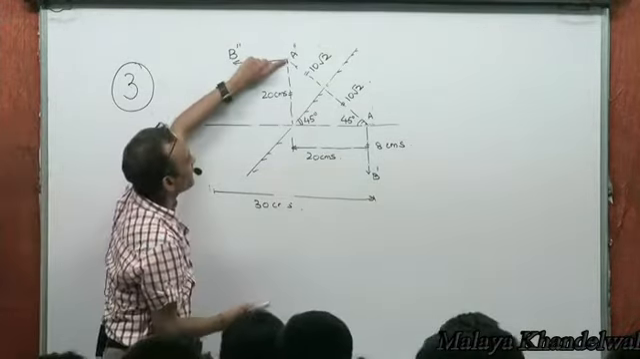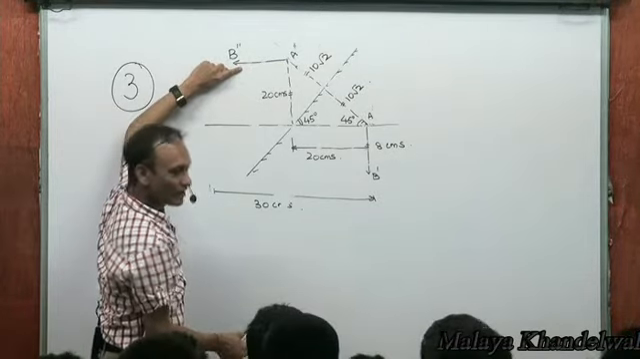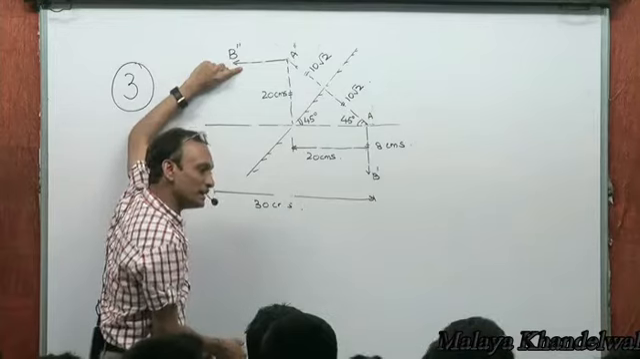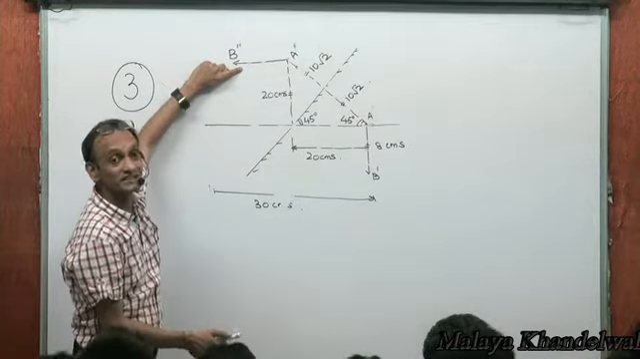So once you know where A double prime is located, then 8 centimeters in this direction would be where B double prime would be located. Do you understand this very clearly?